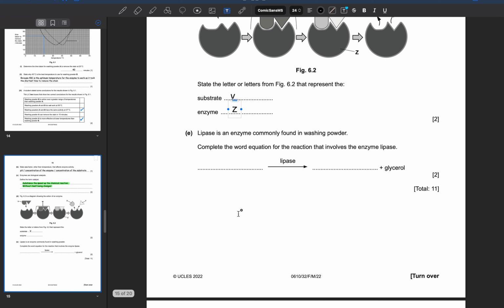Okay. Lipase is an enzyme commonly found in washing powder. Complete the word equation for the reaction that involves the enzyme lipase. We already know that lipase is an enzyme that breaks down or digests fats or lipids into fatty acids and glycerol. So I can write fats or lipids, both will be right, and the products are fatty acid and glycerol. Glycerol is already written, so I have to write fatty acid. These are the 2 marks.